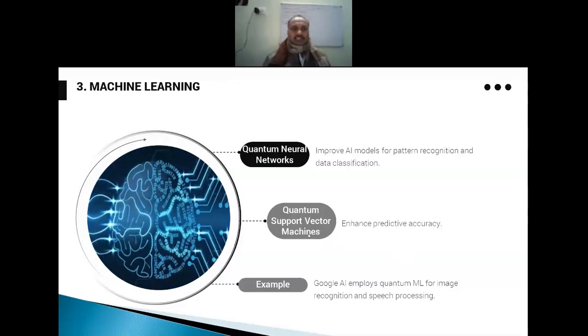Next one is machine learning. It is the most interesting concept right now, an application that is utilized by computer engineers. So a quantum neural network basically improves AI models for pattern recognition and data classification. Quantum SVM is also utilized to provide accuracy. Google is also working on it, which is why we have taken Google as the example. Google AI employs quantum ML for image recognition.